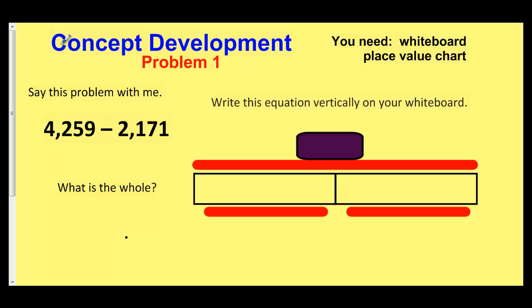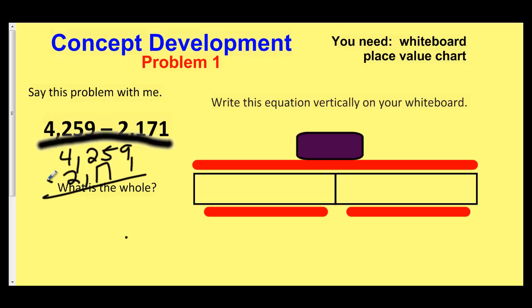The first thing I want you to put in your math journal today is I want you to write this math problem, 4,259 minus 2,171. But instead of writing it horizontally or side to side, I want you to write it vertically. So you're going to write this going down. This means vertically. Okay?